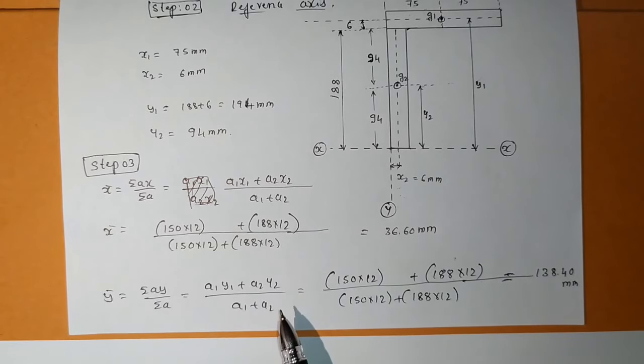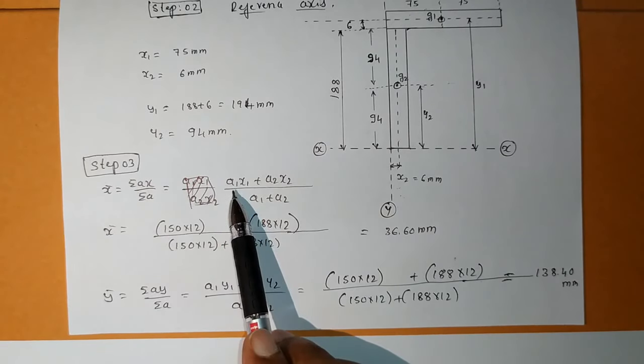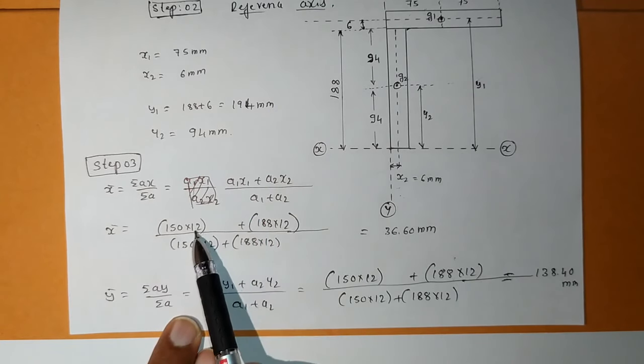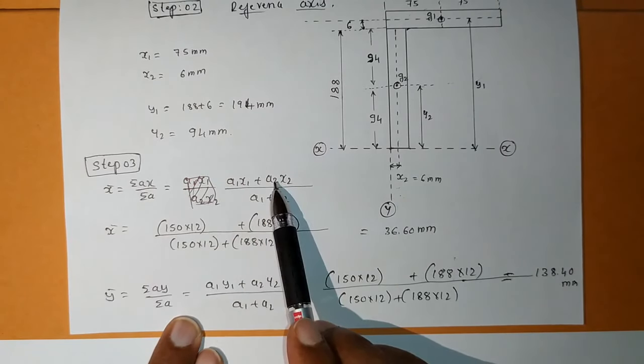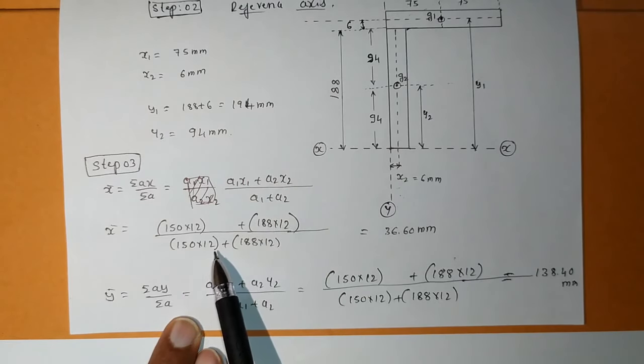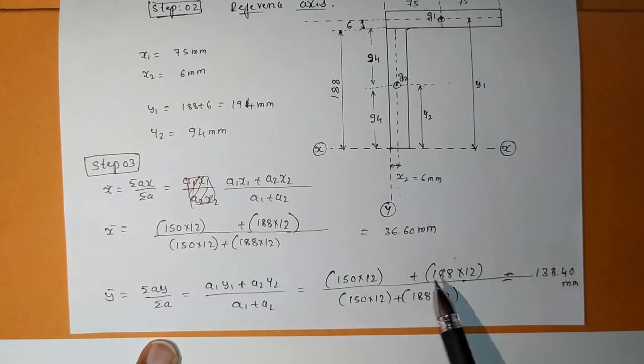We know the areas of the individual sections. What is the area of each individual section? A1 is 150 into 12. Area of the second section, A2, is 188 into 12. Similarly, you have to substitute in this formula: 150 into 12, 188 into 12, 150 into 12 plus 188 into 12.